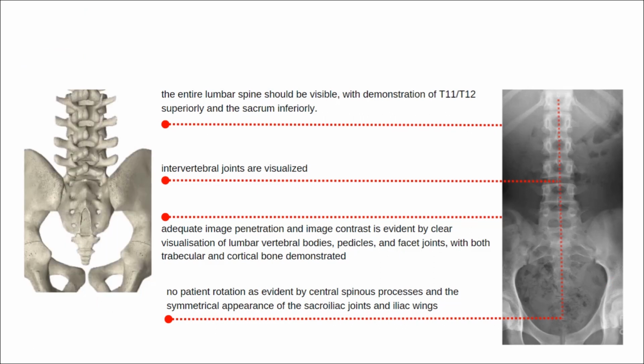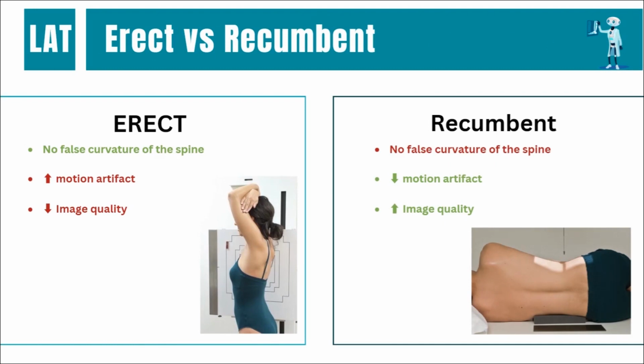Okay, let's move on to the next slides, and we're going to talk about the lateral projection. Again, we have two options, erect and recumbent. Same as the anterior projection, the erect projection is preferred, but there are advantages of the recumbent position. Normally, you do the lateral position the same as the AP projection, in the upright position. When you ask the patient to lie on the side on the table, there is a false curve in the spine. Normally, there's a curve here.